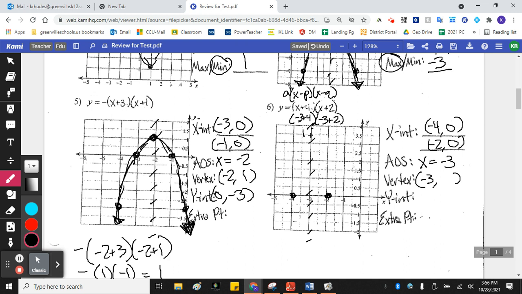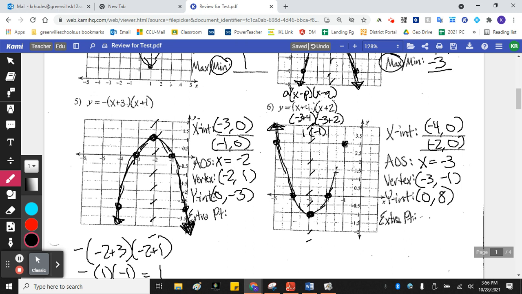So we get 1 and negative 1. So 1 times negative 1 is negative 1. 1, negative 1. That agrees with our slope of 1. Up 1 over 1. Up 3 over 1. Y-intercept looks like it'll be off the graph. If I plug in 0, it'd be 4 times 2, so 8. So 8 is off the graph.